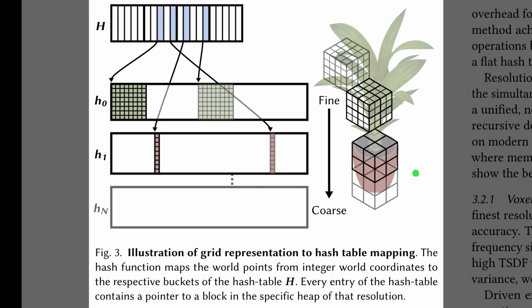Alright, Figure 3 explains how the sparse voxel grid connects to the hash table on the graphics card. The top row shows the hash table H, whose highlighted buckets each point into different voxel block heaps at the next levels. The middle rows, labeled H0 through Hn, store blocks at multiple resolutions, so fine grids sit in one heap, while coarser grids sit in others. On the right, the stacked cubes visualize this resolution hierarchy from fine at the top to coarse at the bottom.